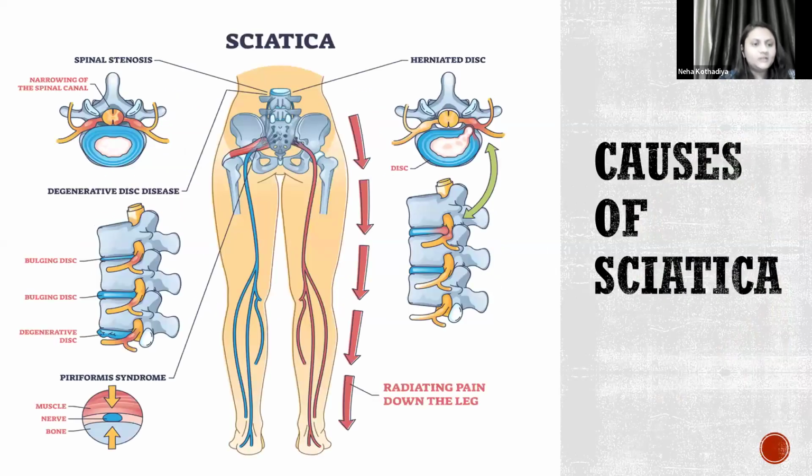We can see here the different causes, that is piriformis syndrome, where the muscle and bone compress the nerve, degenerative disc disease, spinal stenosis, herniated disc. All these conditions result in irritation and compression of the sciatic nerve and radiating pain all through the lower limb.